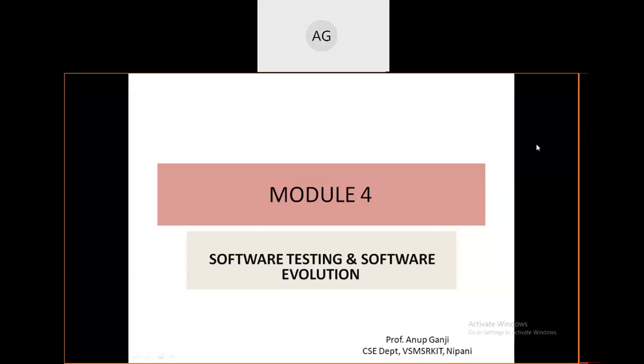Here we have a combination of two chapters. Software testing is the 23rd chapter, and software evolution is another chapter. Software testing contains what software testing is, component testing, test case design, and test automation. This much portion will be there for software testing.